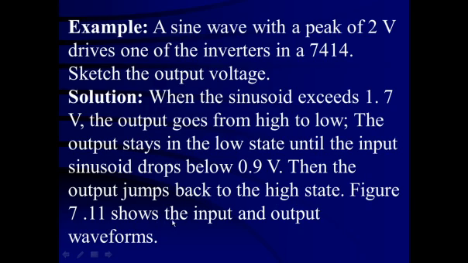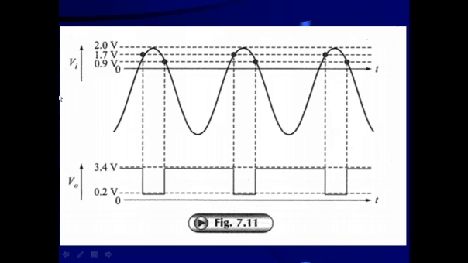Figure 7.11 shows the input and output waveforms. You can see here, normally the output remains high because it is an inverter and the input was low. This is a 2 volt peak sine wave. When the input exceeds 1.7 volt, the output jumps from high to low. Again, the input is now decreasing.